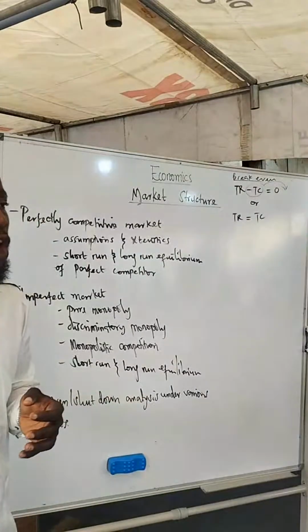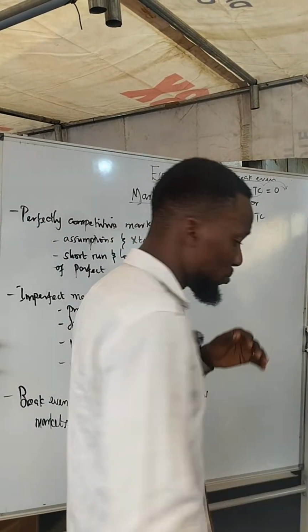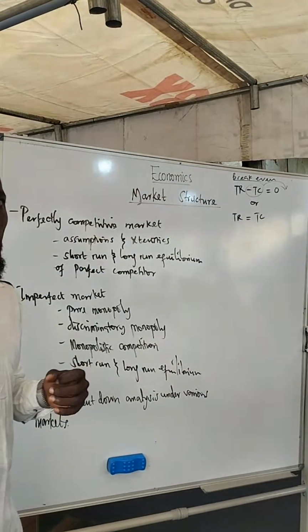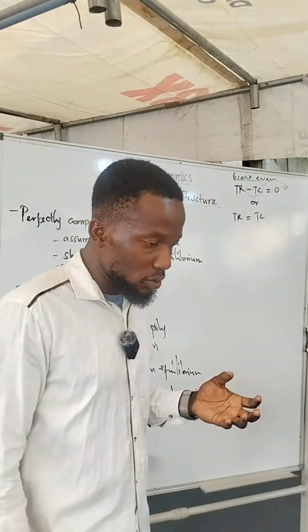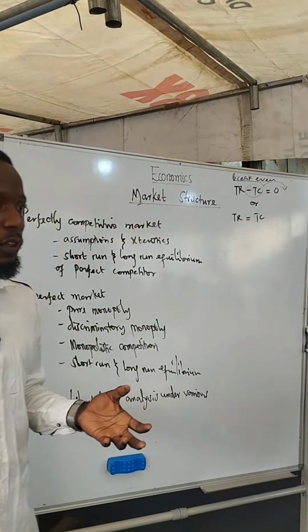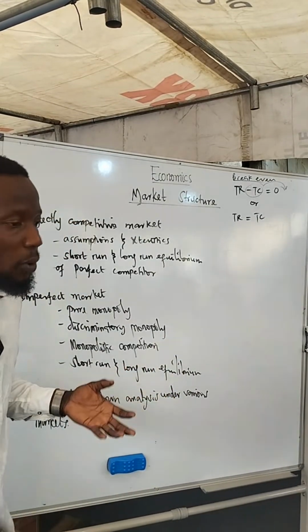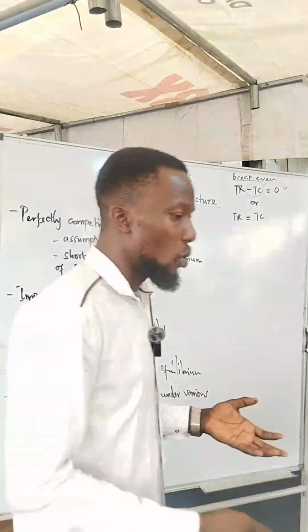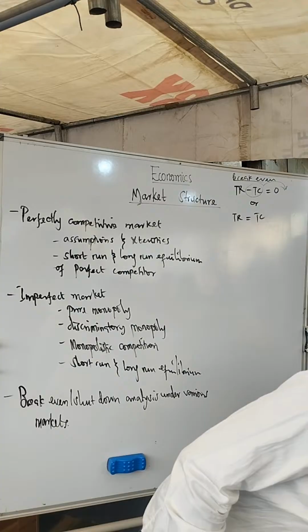Number two, the nature of products. What do we mean by nature of products? Are we looking at homogeneous products or differentiated products? Are the commodities in question the same, or are we looking at differentiated products? Are the commodities in question different from each other?